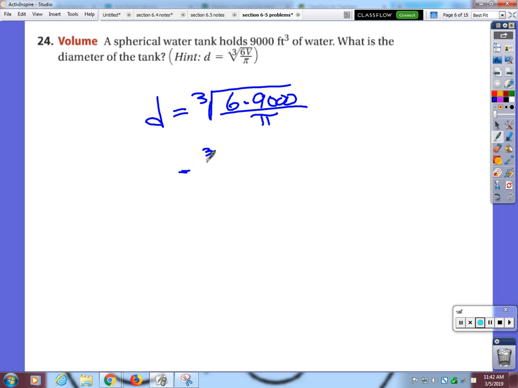6 times 9,000 is 5,400. You're right, it's 54,000 divided by pi. And then if you take the cube root of that, you get 25.81 feet. So you would tell the city engineering department that the diameter of the water tank that you're building should be about 26 feet. Okay?